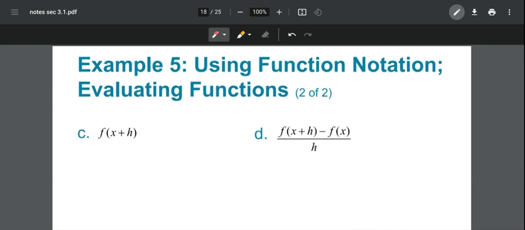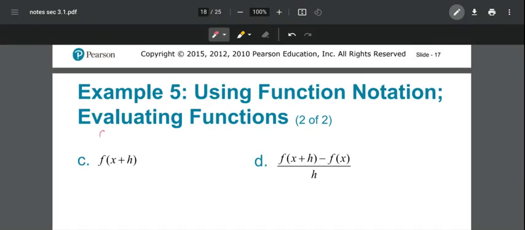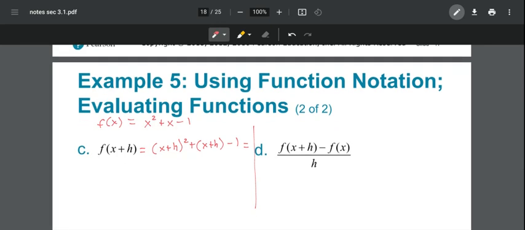And then still problems with evaluating. So we're still working with the same function f of x, which is equal to x squared plus x minus 1. And in this problem, we need to evaluate f of x plus h. So that means where we used to have an x, we're going to substitute x plus h. And we're going to simplify that. So x plus h to the second power is the same as x plus h times x plus h. Then plus x plus h, you can remove the parentheses, minus 1.